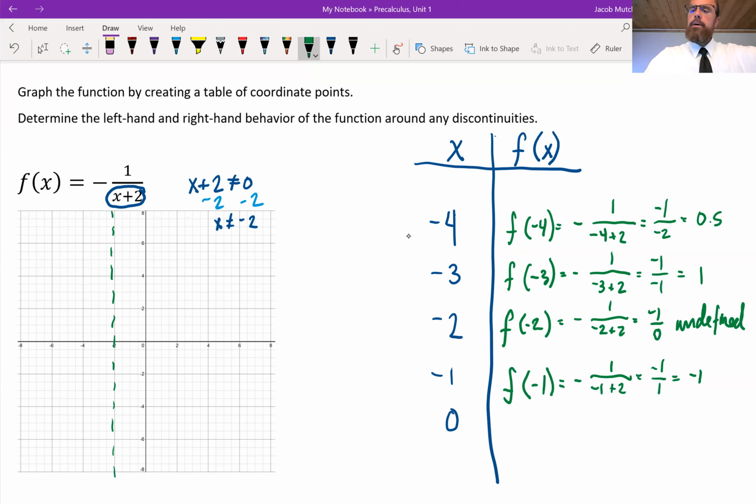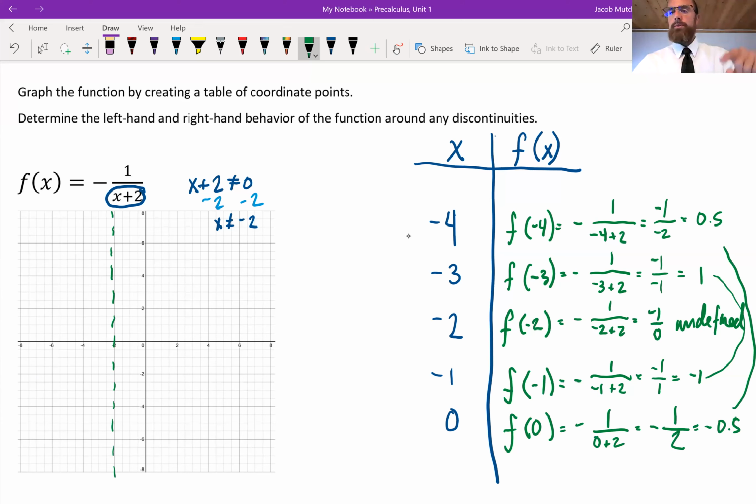And you can see that odd symmetry forming. Same number, different sign. F at 0 is -1 over, substitute 0 for x, 0 plus 2, which is 2, so that's -1/2. And again, that odd symmetry: it's both 0.5s, but the signs are opposite.